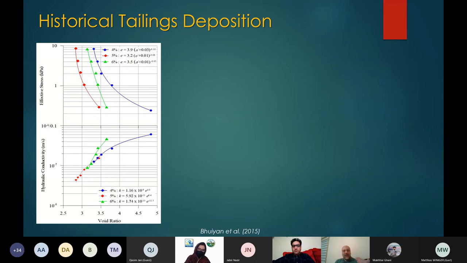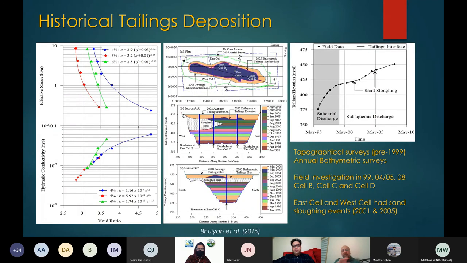And he did that for 4%, 5%, and 6% ores. Percent is the percentage of uranium in these ores. And then he used the historical sample, which is the blue sample, in his modeling. To do his modeling, he took cross-sections of the Dielmann Tailings Management Facility at two levels: the AA cross-section is along the length, and the BB is perpendicular to that, actually.